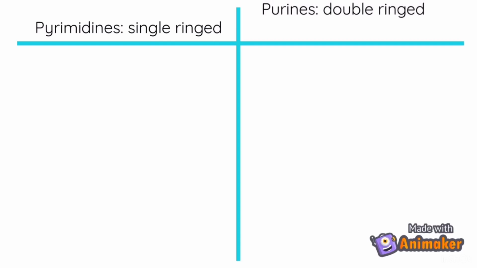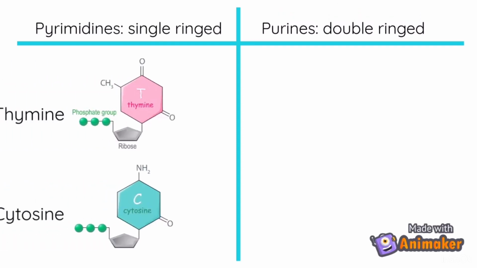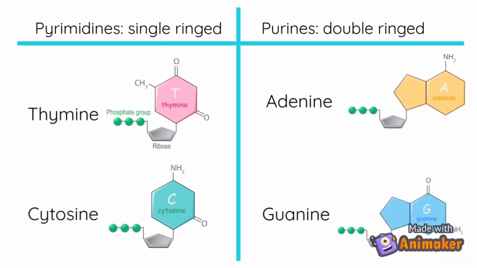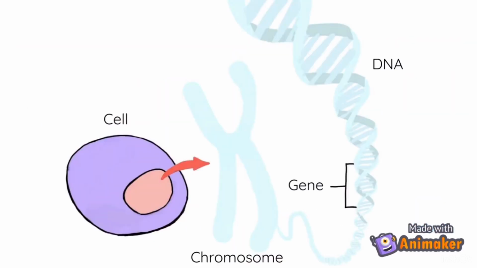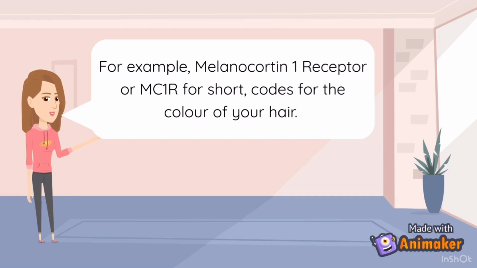The 4 nucleotides are further grouped into 2 groups: pyrimidines, they're single-ringed, and purines, they're double-ringed. The pyrimidines are thymine and cytosine, whereas the purines are adenine and guanine. Now, what are genes? Well, a gene codes for a specific function. For example, melanocortin 1 receptor, or MC1R for short, codes for the color of your hair.